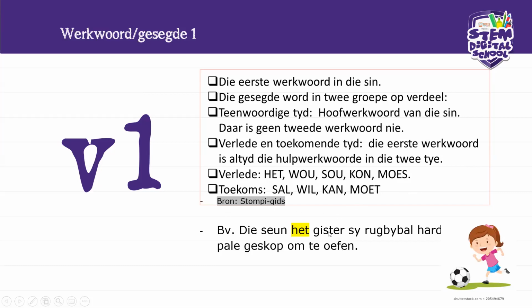Now, if I look at the sentence again, die seun het gister sy rugbybal hardpale toegeskop om te oefen, then the seun would be my subject, het would be verb 1. There you go. So there are two verbs in the sentence, geskop and het. Now geskop would be my main verb. Geskop is then in the past tense because you can see the ge, and then het is the verb that helps the main verb, and therefore it is the hulpwerkwoord, and it would be a past tense one, a verlede one, because there it is, het. Okay, take a picture, then we can go on.